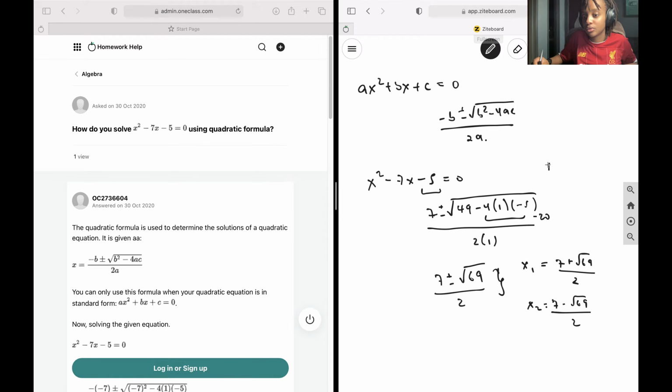But they're decimals. So this would have been hard to find had we used the product sum method, because we would have a product of -5 and a sum of -7. And that isn't easy for us to find, because 5 can only be written as 5 and 1, and the sum of that is clearly not 7. So the answer would be a decimal, and you can find it using the quadratic formula.